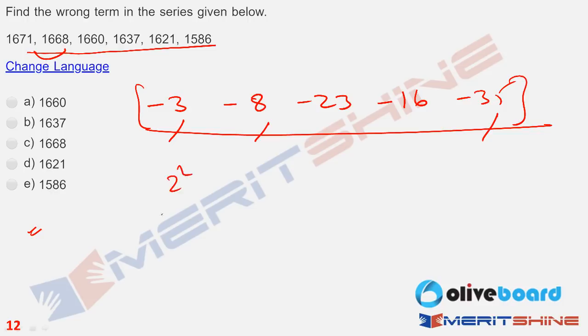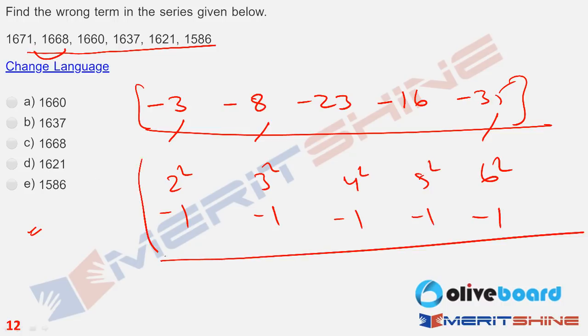This is 2 square minus 1. This is 3 square minus 1. This is 6 square minus 1. Does that not fit the pattern? This is 4 square minus 1 and this should be 5 square minus 1. In negative, of course, all these.